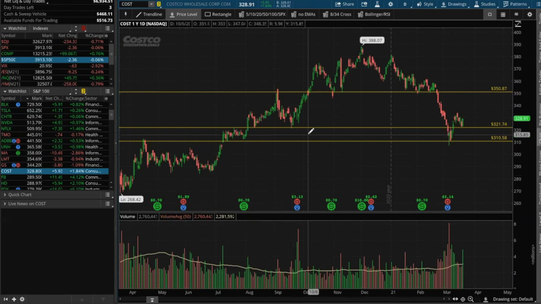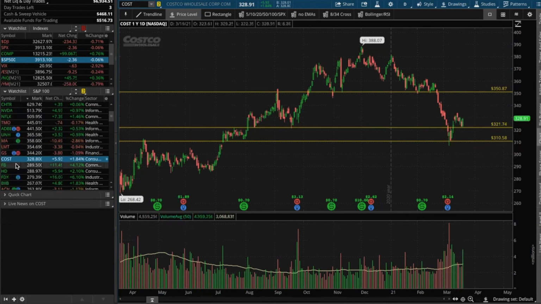So when you throw these lines on here, and these are just horizontal lines, we're not even drawing trend lines for higher highs and higher lows for uptrends or downtrends. I'm not even drawing that. But even putting these horizontal lines, you can get a good picture of what could be some areas of resistance and some areas of support. So hopefully this is a new support for Costco.